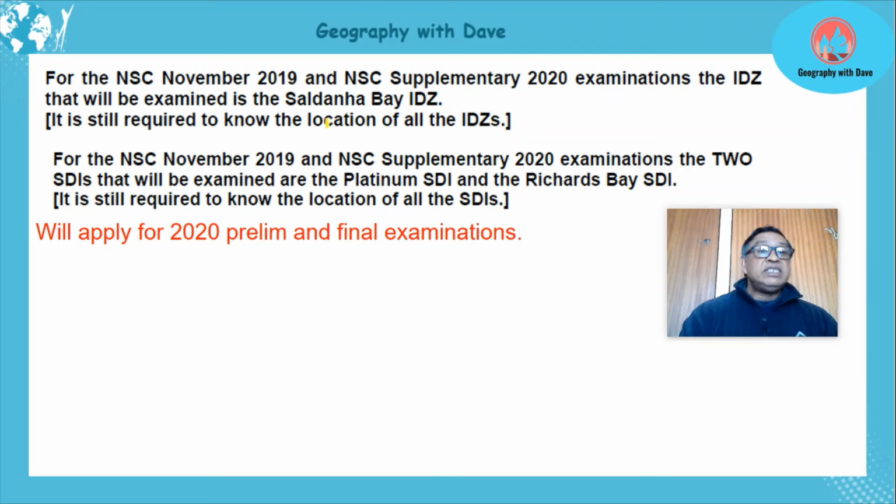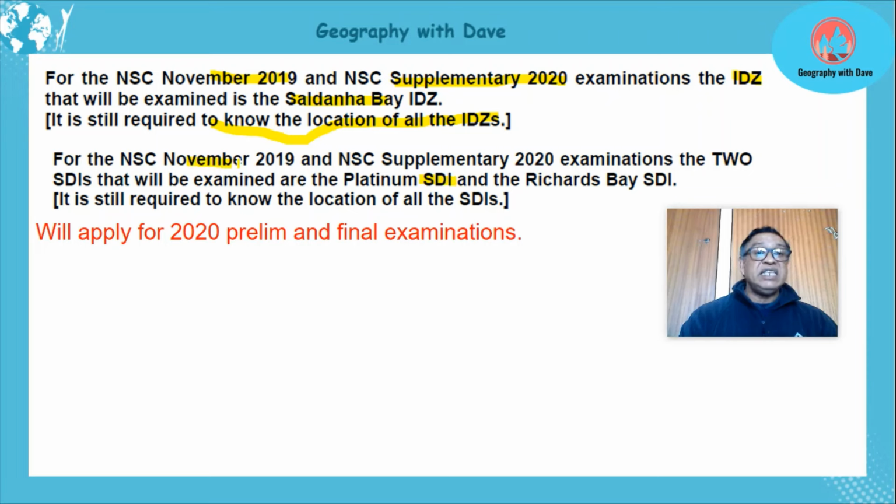It states for 2019 November, and I know I do this for lessons where the exam guideline tells us certain things and how we adjust them. For the supplementary 2020, you do the IDZ, which is short for the Industrial Development Zone, and that will be Saldanha Bay. You will still be required to know the location of the IDZs. Then you will do the SDIs, that's the Spatial Development Initiatives.